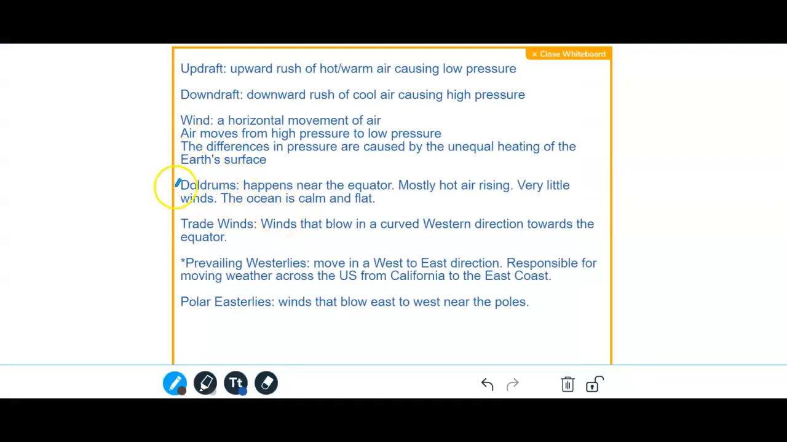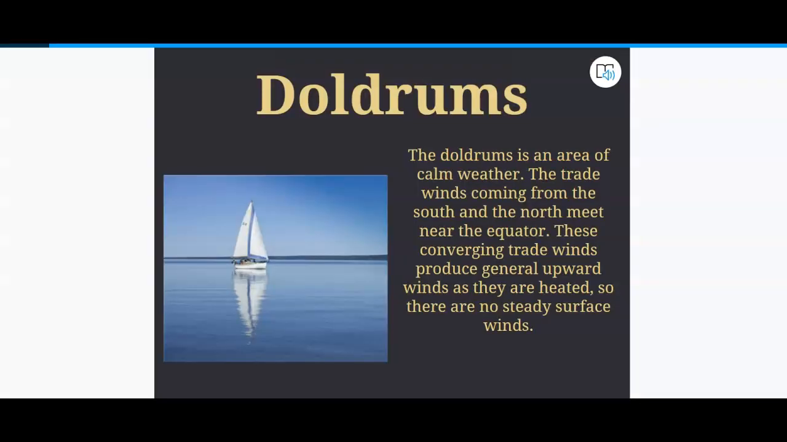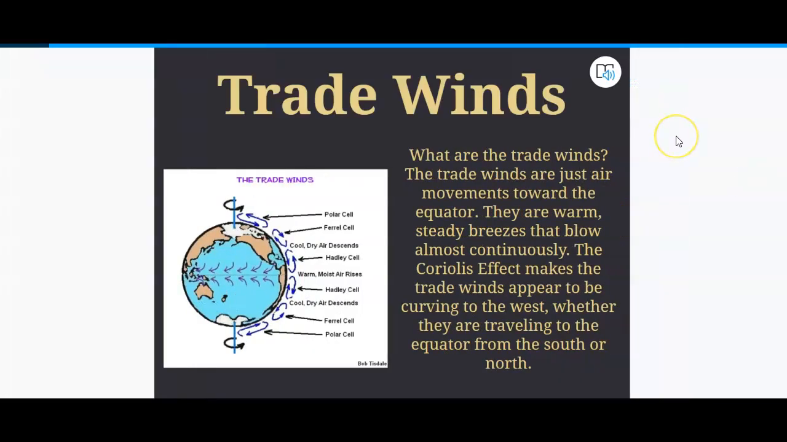They are right here. The doldrums happens near the equator, mostly hot air rising. Very little wind and the ocean is calm. As we move a little bit further away from the equator and the doldrums, we move into something called the trade winds. Now, the trade winds are winds that blow from the east to the west. They blow towards the equator.